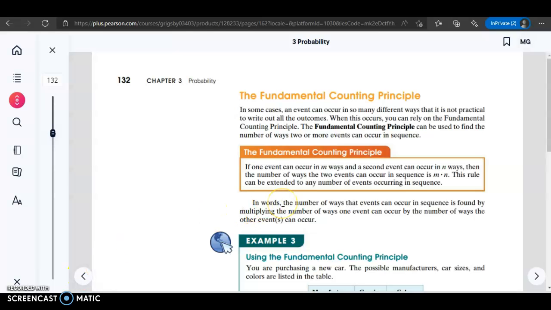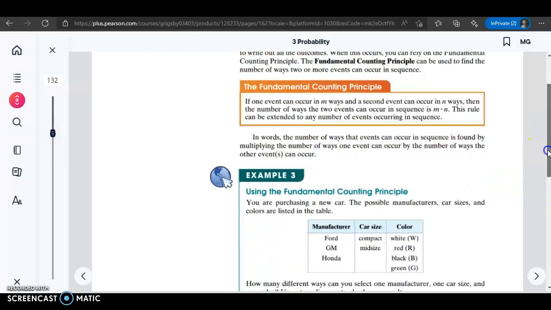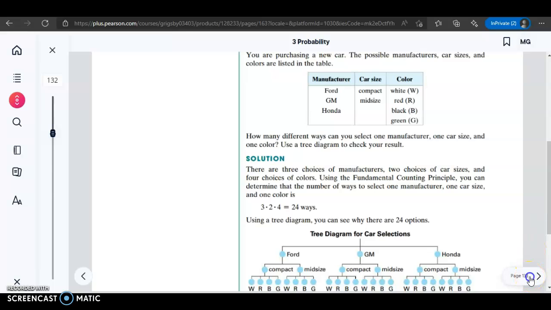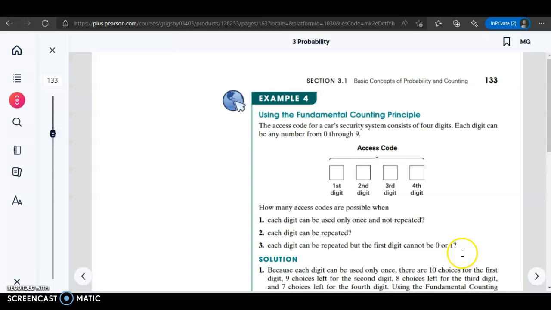It basically says that if an event can occur in m ways and a second event can occur in n ways, then the number of ways that the two events can occur in sequence is m times n. You may remember that we did an example about access codes. I encourage you to look at example 4 on page 133 since it uses the fundamental counting principle.